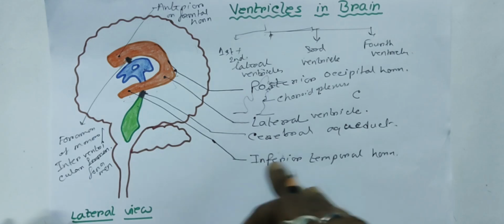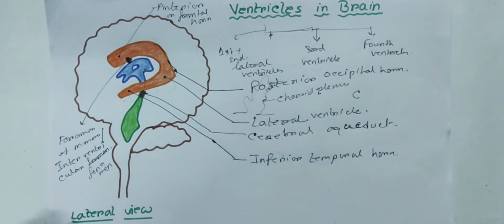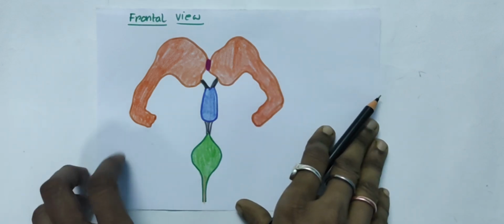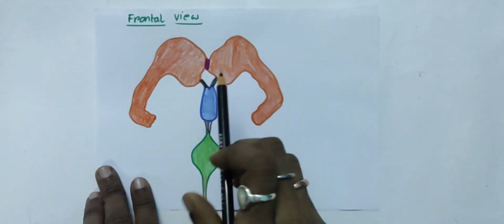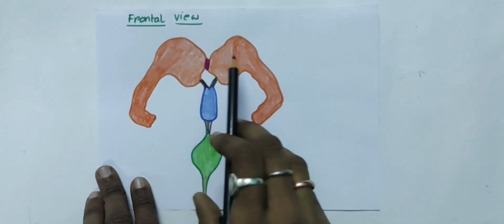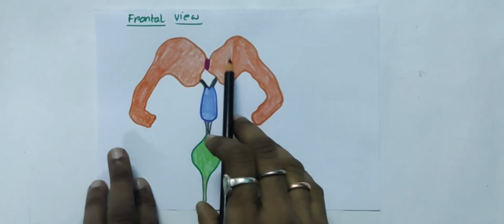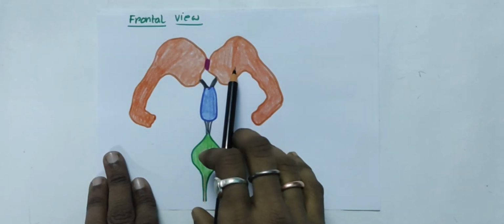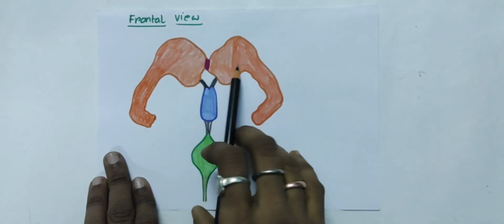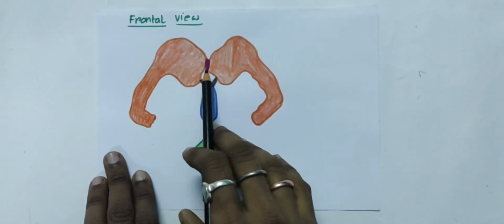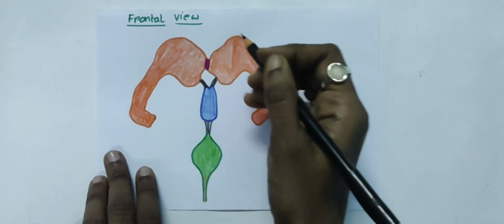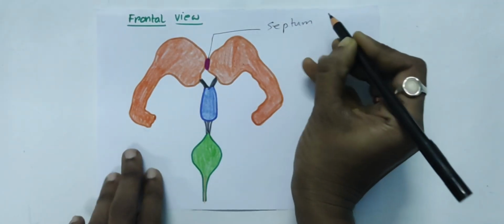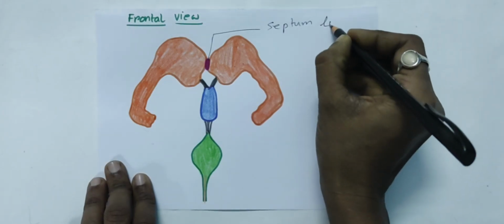Let's see the anterior view or front view. This diagram is showing the frontal view of the ventricles. These two are the lateral ventricles. These two lateral ventricles are situated in the respective hemispheres, right ventricle in the right hemisphere, left ventricle in the left hemisphere. And these two ventricles are attached by a structure called the septum lucidum.